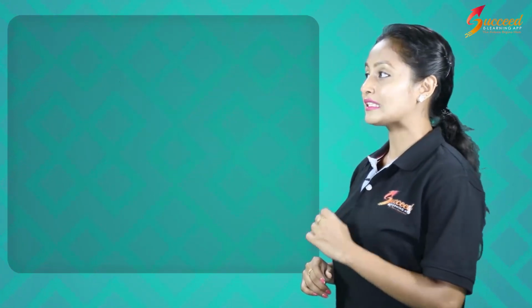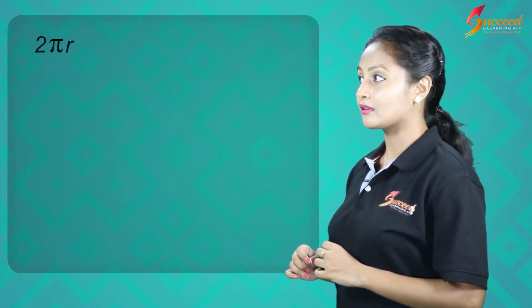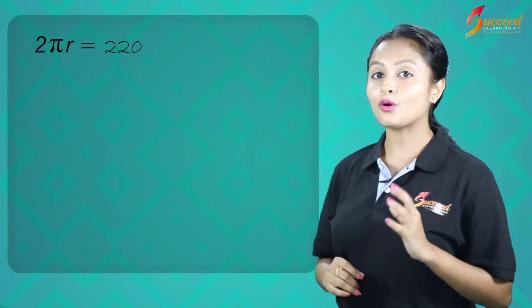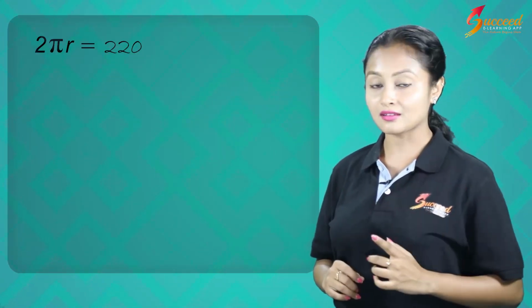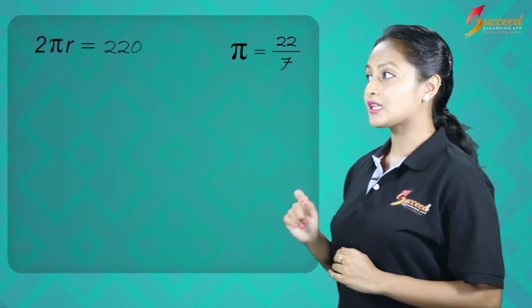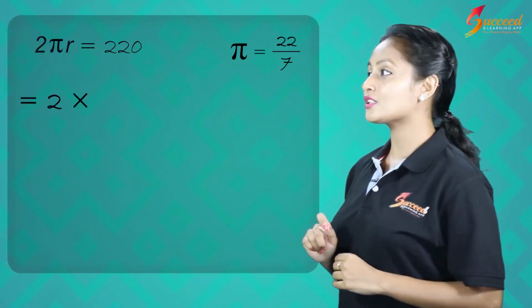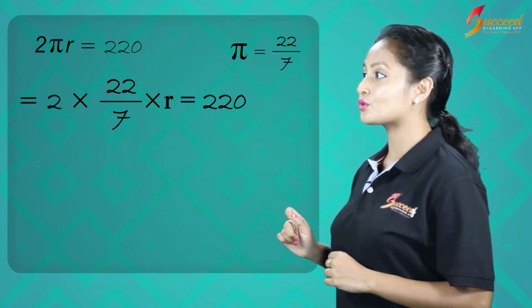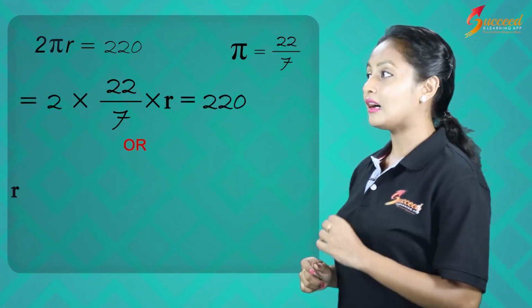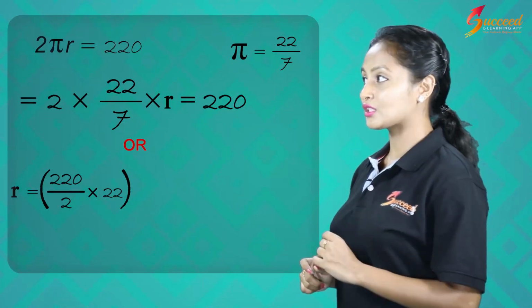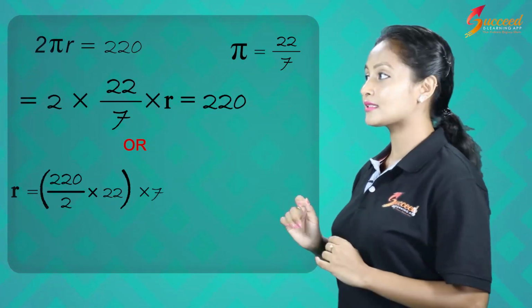Therefore, if r meters is the radius of the field, then 2 pi r is equal to 220. Substitute the value of pi as given in the question. So, pi is equal to 22 divided by 7. This can be given as 2 into 22 divided by 7 into r is equal to 220, or r is equal to 220 divided by 2 into 22 whole multiplied by 7.